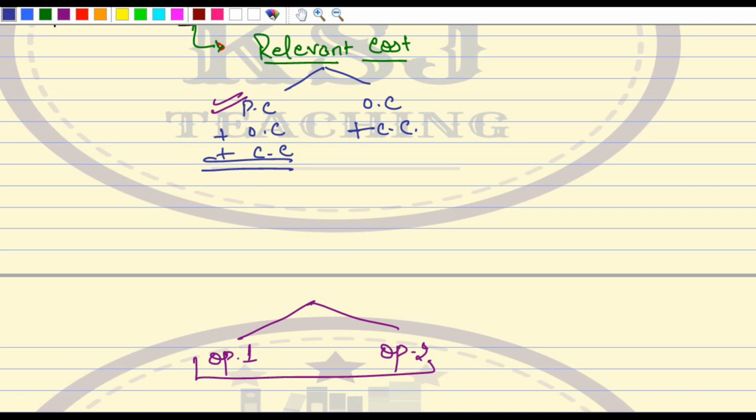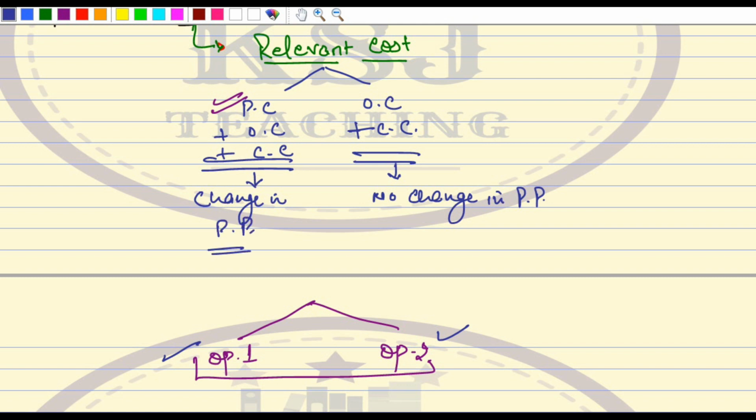If there is no change in the purchase price, that means you are not getting any discounts or anything, right? Then under the two options, whether option 1 or option 2, your purchase price is going to remain the same. And if there is a change in the purchase price, then you will have to calculate the relevant cost as per this method, right? Change in purchase price, so you have to evaluate this.